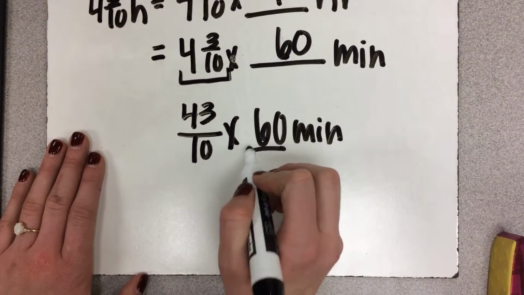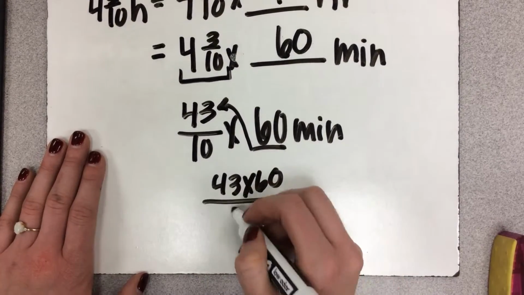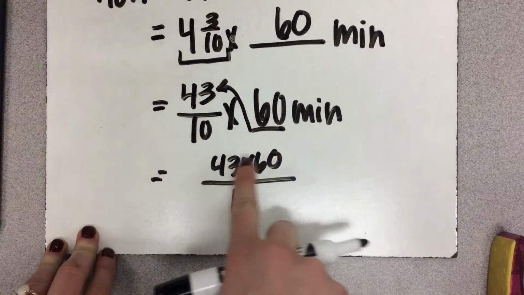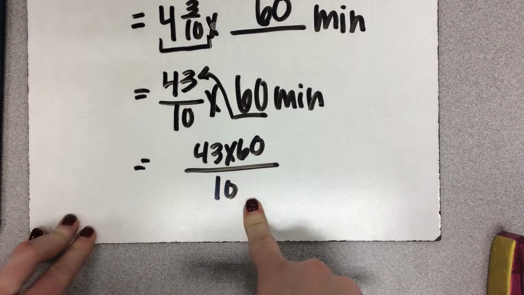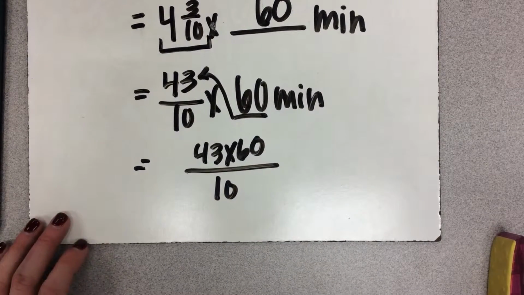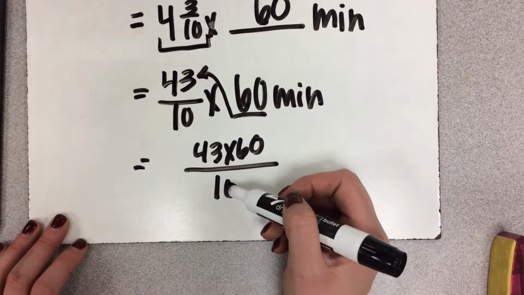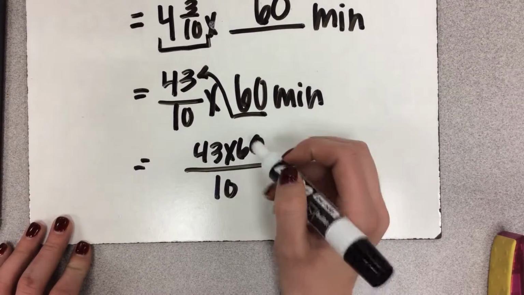We can multiply our whole times our numerator, so that'll be 43 times 60 over 10. Now you have two choices here. You can either multiply these two numbers and then divide them by 10, or you can divide first and then multiply. I like to divide first, so I'm going to do it that way. I know 10 and 60 have 10 in common. They're both divisible by 10, so I'm going to do that.